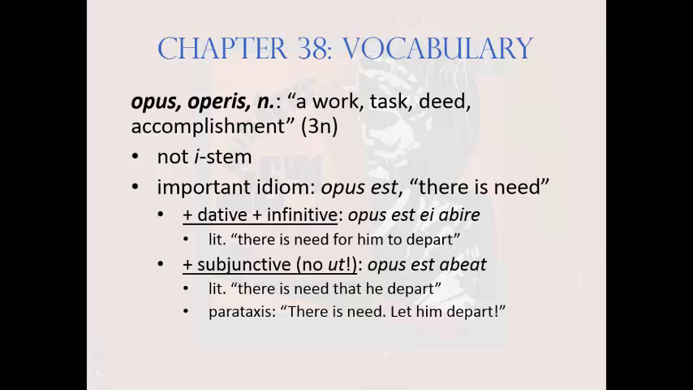Note that this subjunctive alternative is at heart a paratactic construction. Literally, there is need, let him depart. The subjunctive was originally adjussive. Note also that since the clause is bound tightly in sense to the main verb, it will follow sequence of tenses. Make it past, and the subjunctive verb will have to become imperfect. Opus erat abiret. There was need that he depart.